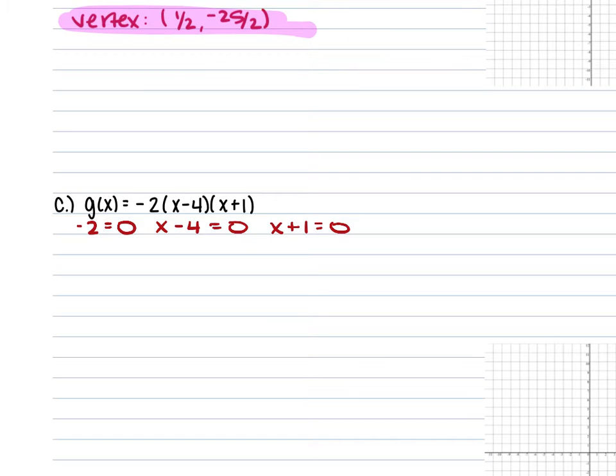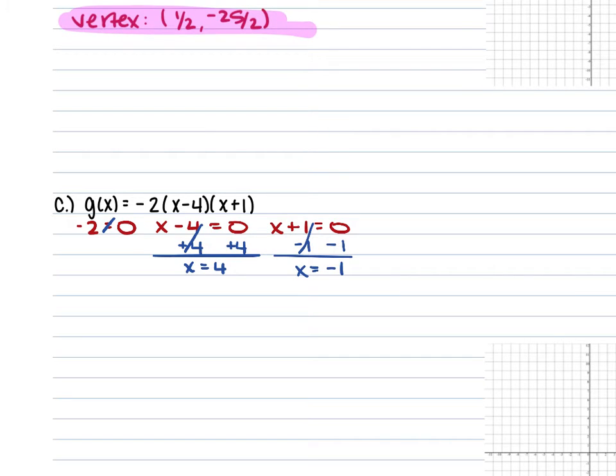For that, negative 2 is equal to 0. It's a false statement. Cross it out. Don't work with it. Forget about it. The x minus 4 is equal to 0. Add the 4 to each side, and you get that x is 4. For the x plus 1 is equal to 0, subtract the 1 from each side. You get that x is equal to negative 1.